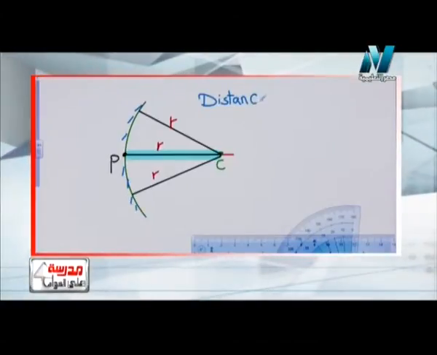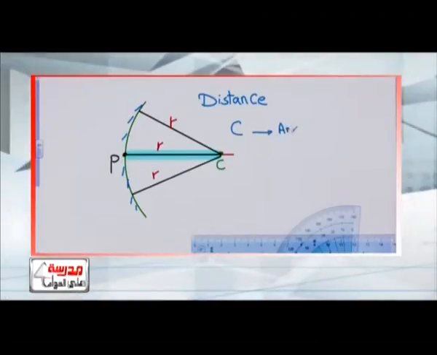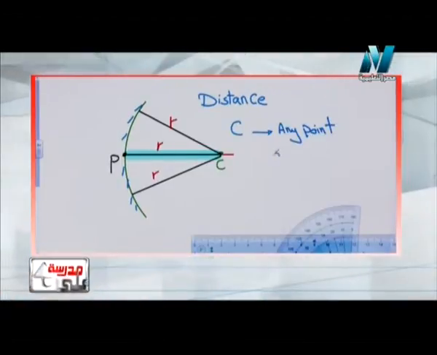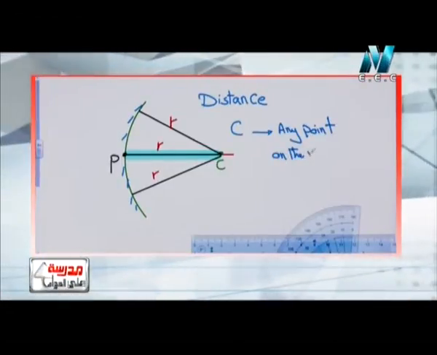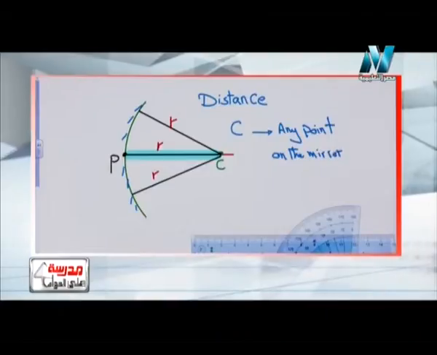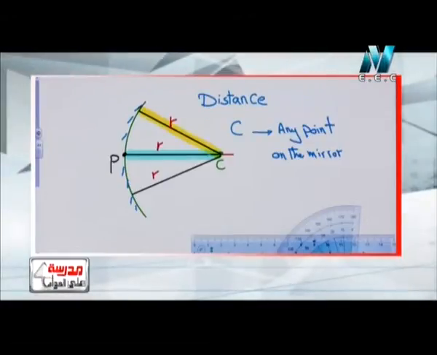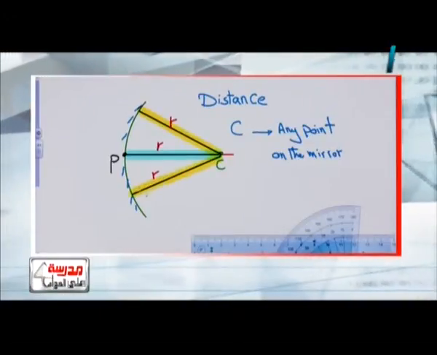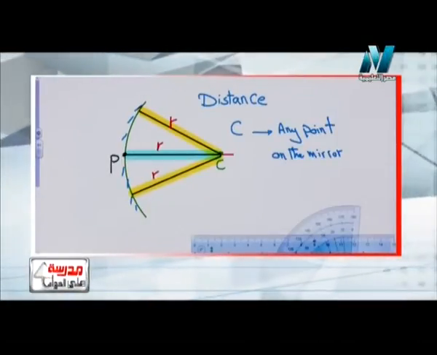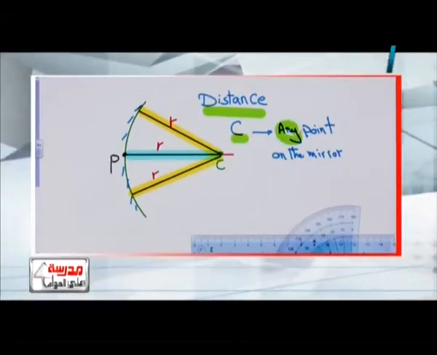Distance between what? Between the center of curvature and any point on the mirror. So how many radii are there in the spherical mirror? Can we count them? We say we can't identify or calculate the number of radii. Why? Because it is a distance, again, a distance between the center of curvature and any point on the mirror.